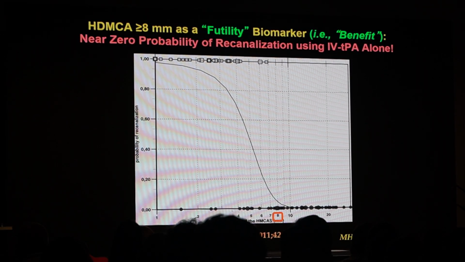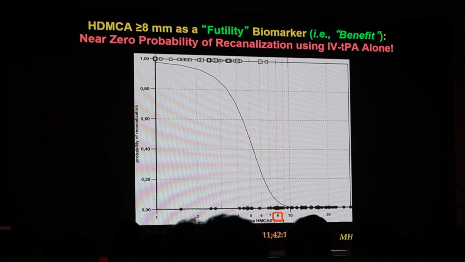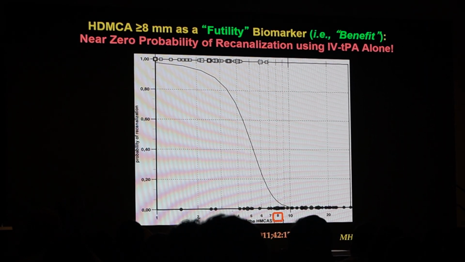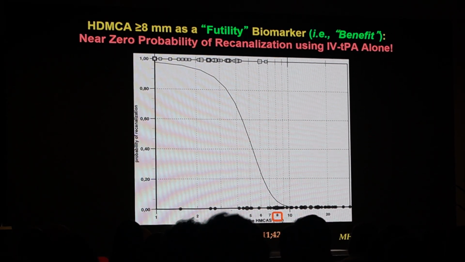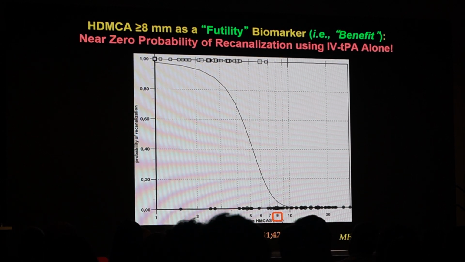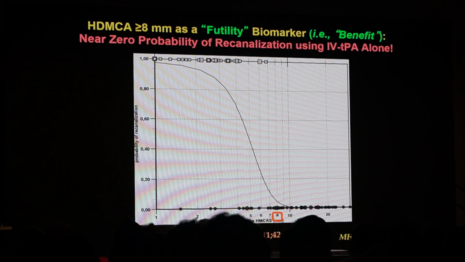And basically, it turns out that if the hyperdense vessel length, and to get the accurate length, you need to look at the thin slices and connect the dots, is greater than 8 millimeters, IV tPA alone is not going to open up that vessel. Those are the cases you have to do thrombectomy.